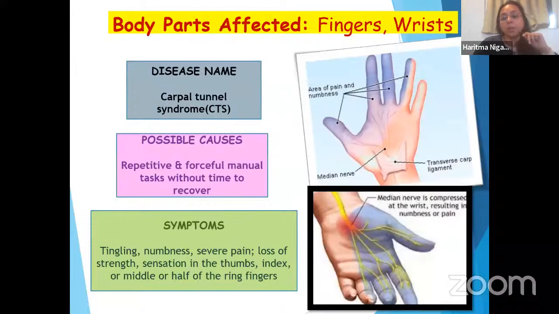Here we should see that the thumb, index finger, middle finger, and half of the ring finger will be involved. The patient may get tingling, numbness, severe pain, and loss of strength. Sensations in the thumb, index finger, or middle and half of the ring finger will be lost.